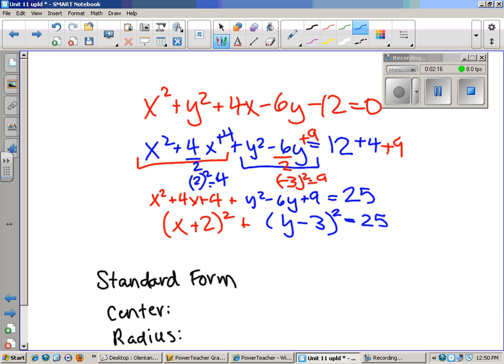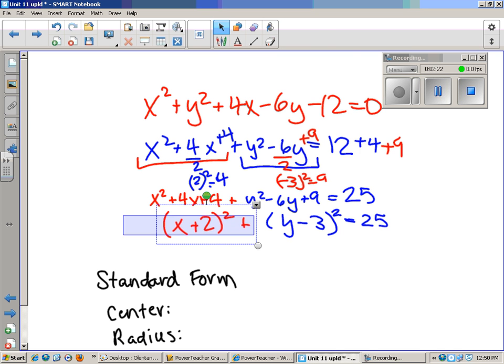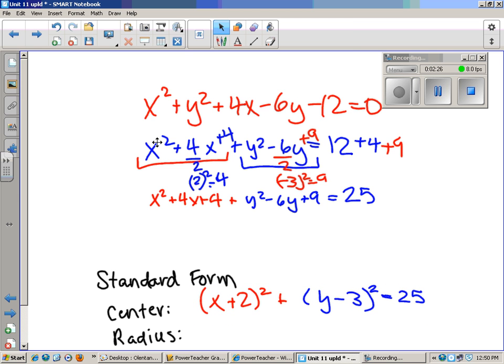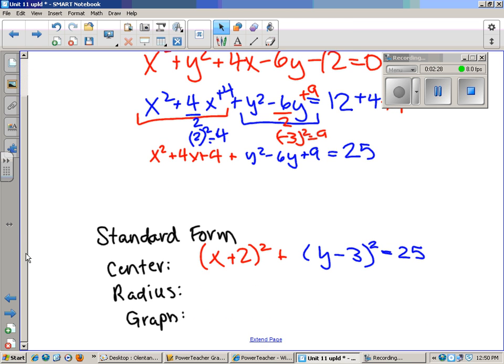So now I have it in standard form, right? This is standard form, because it's x minus h squared plus y minus k squared equals r squared. So what's the center? Right, negative 2, positive 3. And what's the radius? 5, square root of 25.